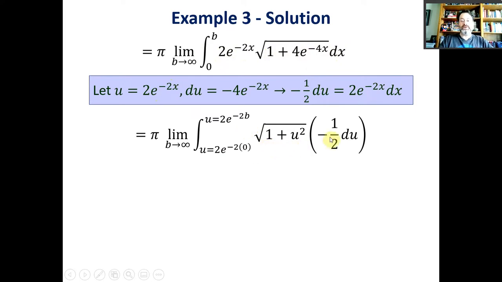Right? So 1 plus u squared, negative 1/2 du. So it's starting to simplify. What happens here, though, is you have to change the limits. And there's a lot of ways to look at this. In the interest of not skipping steps, I'm going to show all the steps here. So you have to change these limits from x to u. So you just plug in the lower limit, plug in the upper limit.